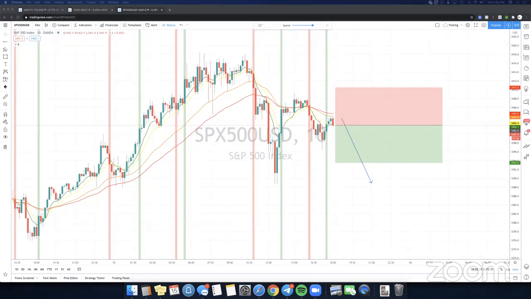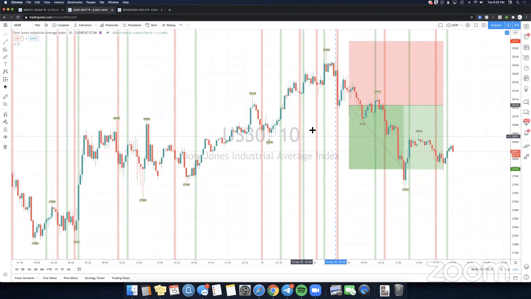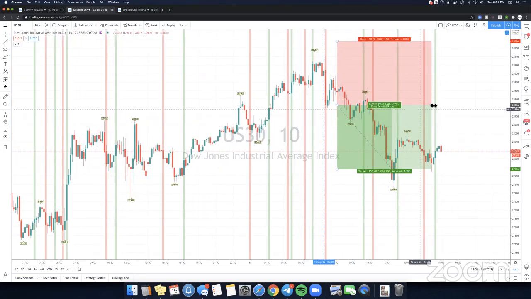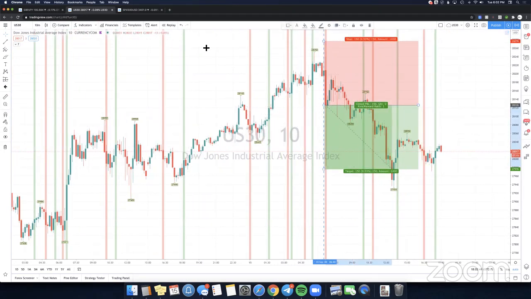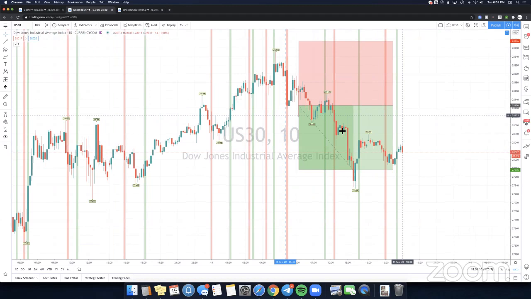So John Ryan said, 150 pip usually works. Yeah, for the daily US 30 strategy, it's based off my backtest. How are you determining TP? Depending on what strategy you're applying, I'm not sure which one you're using, John.